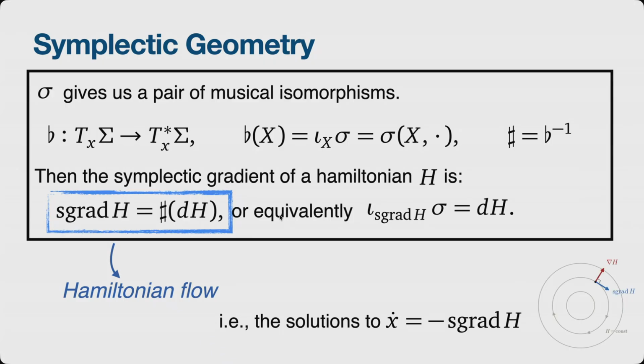And here I have a very small illustration to put everything together. You have your level set for your Hamiltonian H, and the red arrow denotes the direction of the gradient, and the S grad of H is a 90-degree rotation of your gradient. And then you can see that if you flow along the direction of negative S grad of H, the Hamiltonian is preserved.